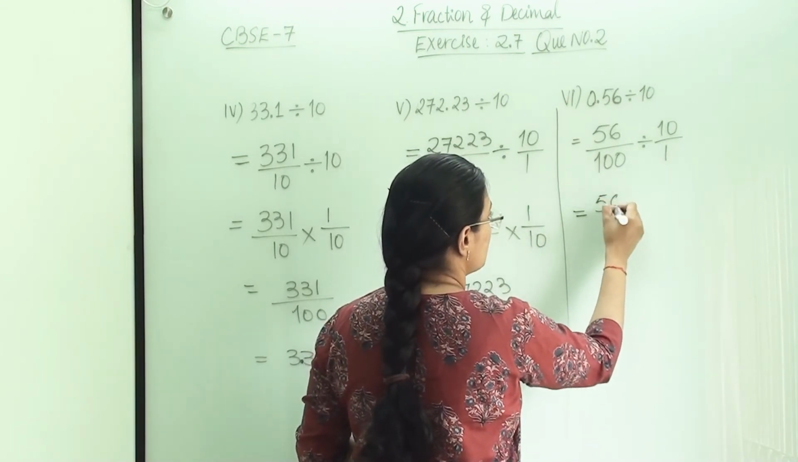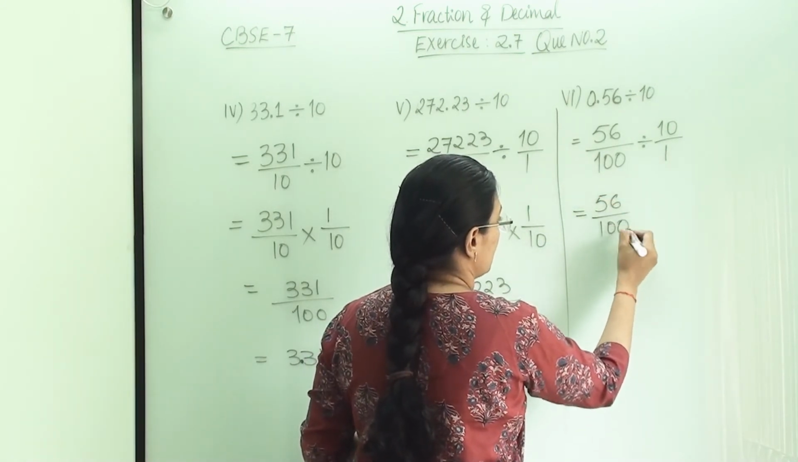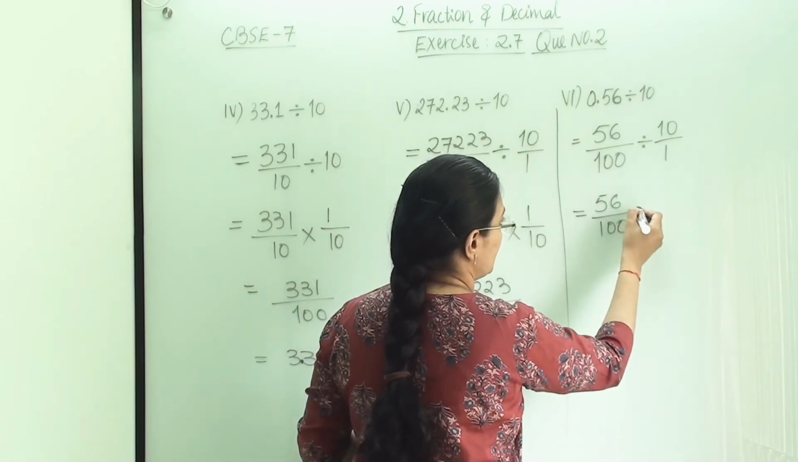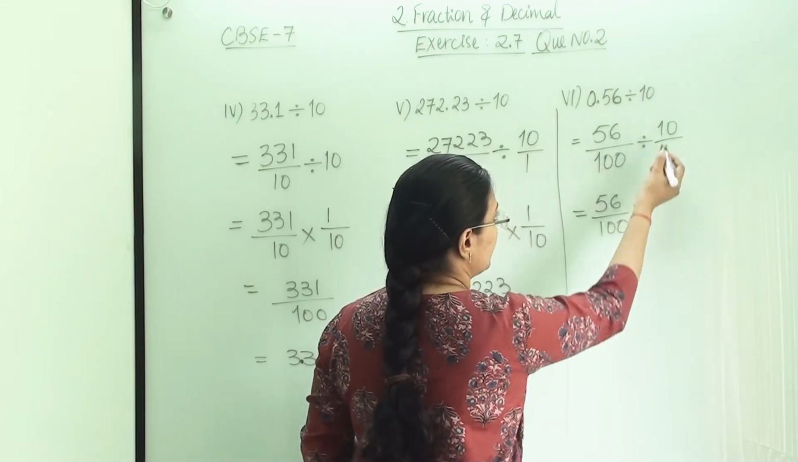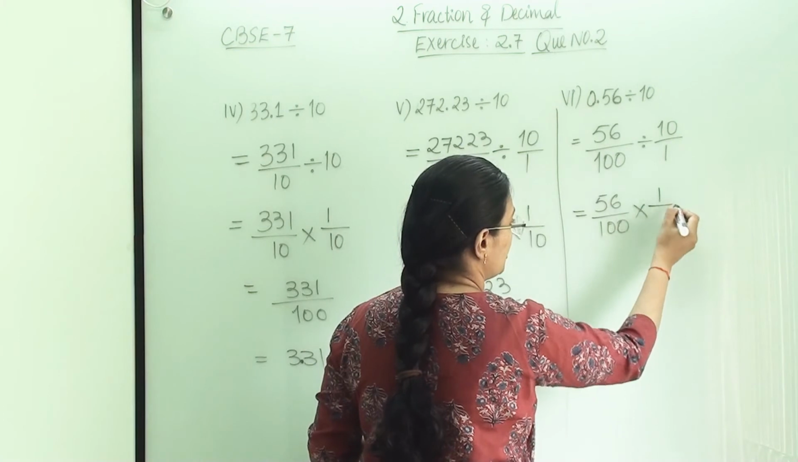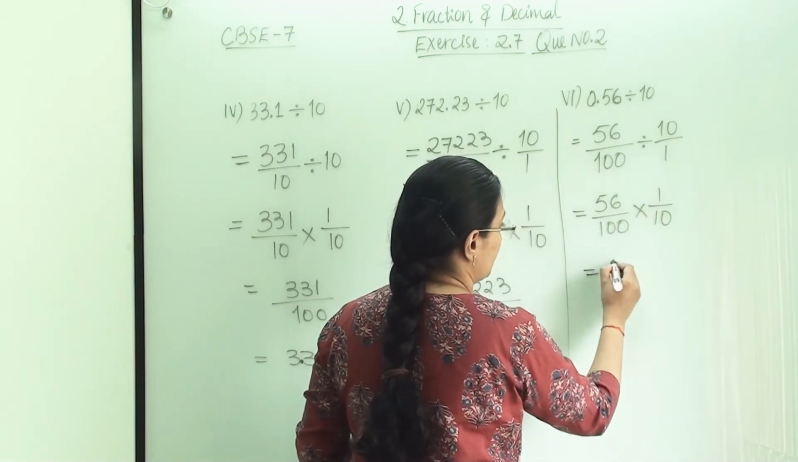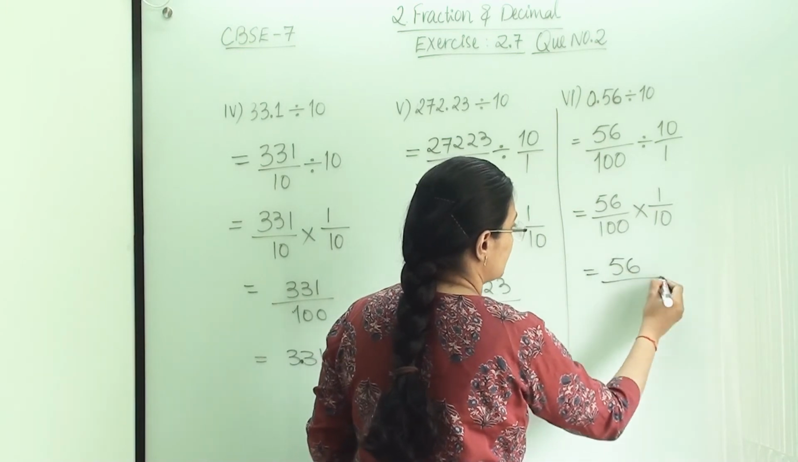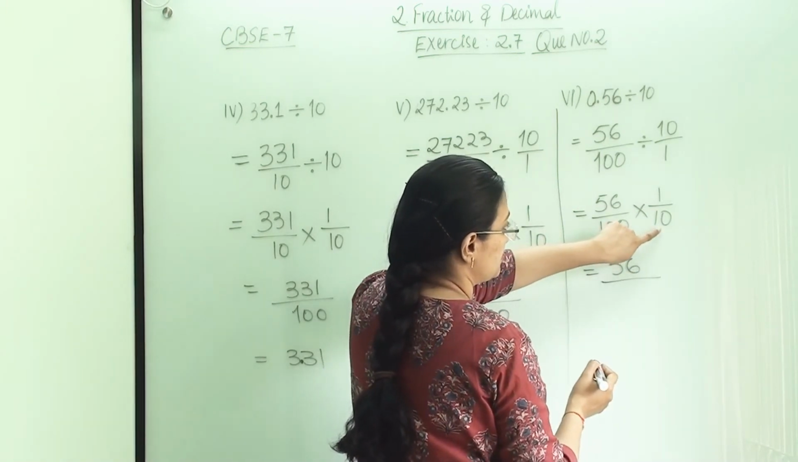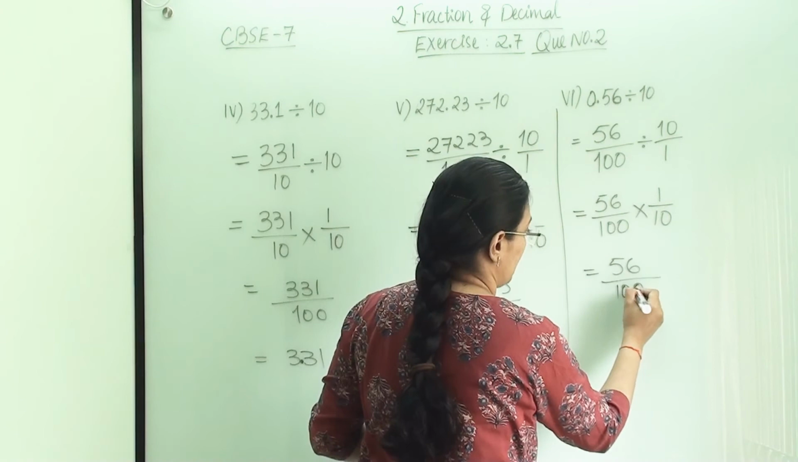Now convert this into multiplication. So here a multiplication sign, and then this fraction we are changing to its reciprocal. So 1 divided by 10. Now 56 into 1 is 56 and 100 in multiplication with 10. So it is going to be 1000.